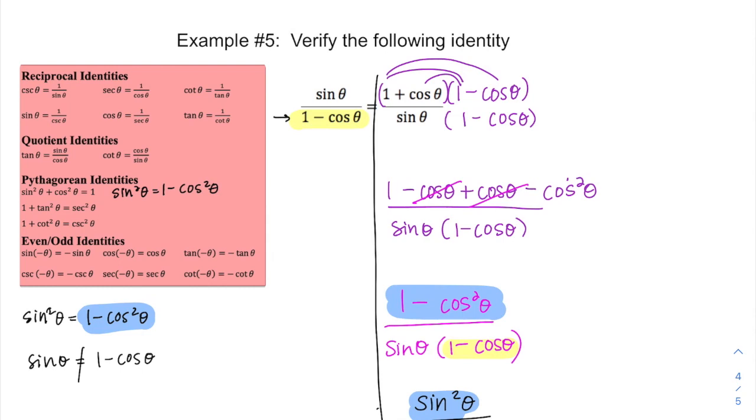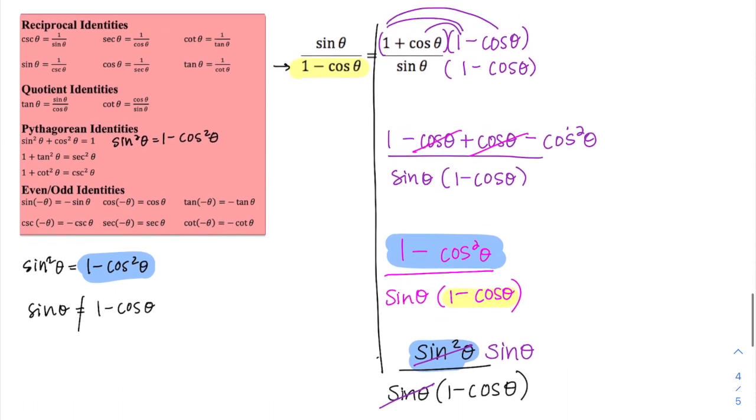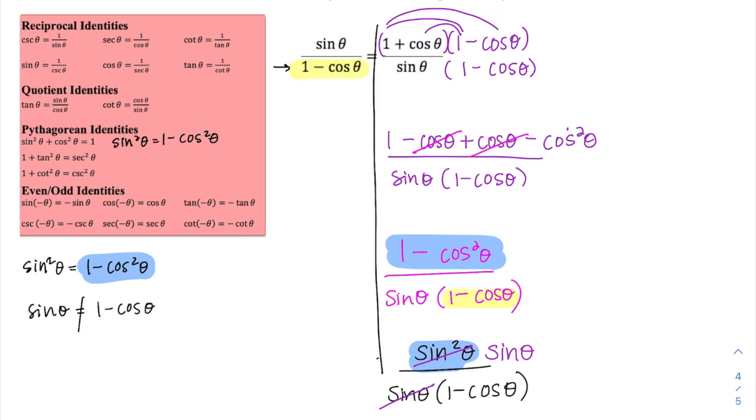Now I can use my algebra skills, and we know that if there's a sine on the bottom and there's a sine squared on top, I can cancel one of those sines out. So what I have now is sine theta over 1 minus cosine theta, which is the left-hand side. And now it's done.